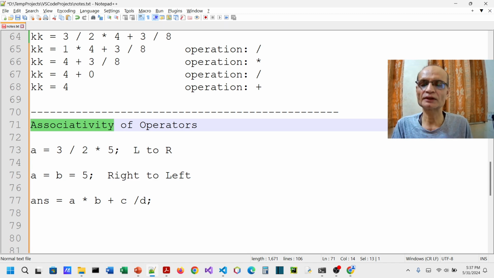So I hope you got these two aspects, the hierarchy of operators and then the associativity of operators. Thank you.